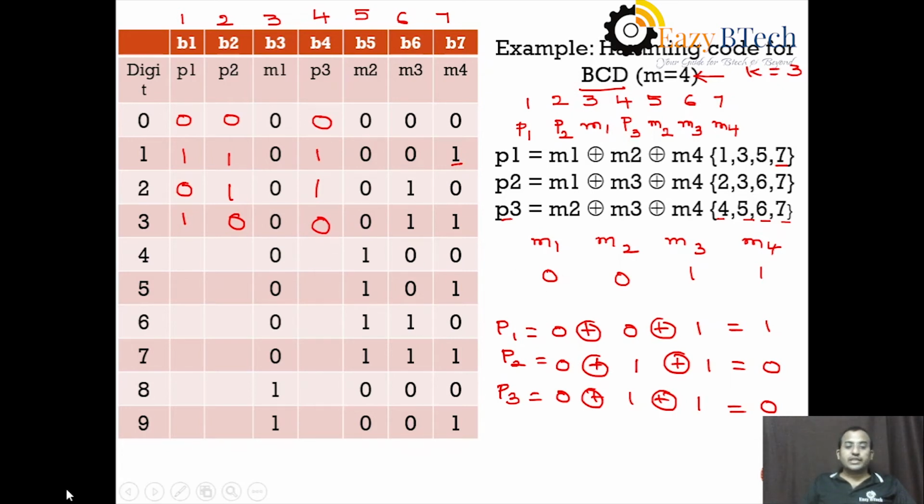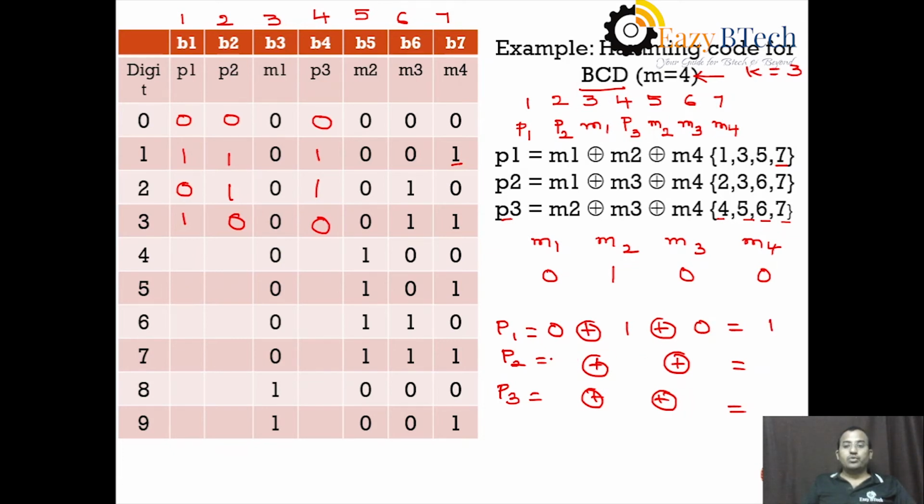Next we'll see the next message, 0100. So for parity bit P1, what are the message bits? M1 modulo M2. M1 is 0, M2 is 1, and then M4. M4 is 0. So 0 modulo 1 is 1, 1 modulo 0 is 1.